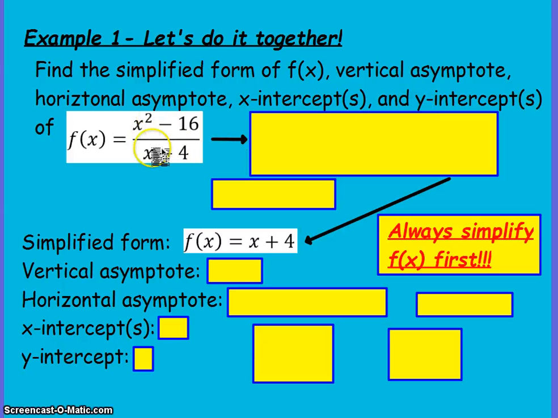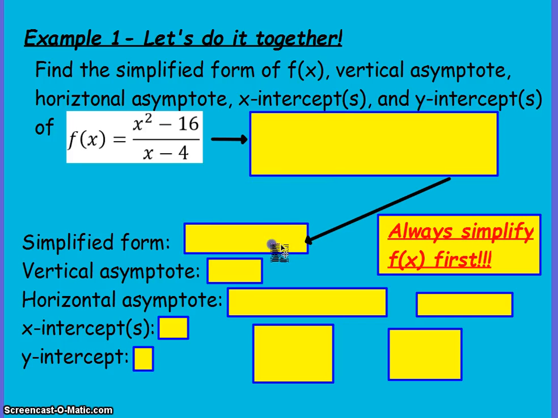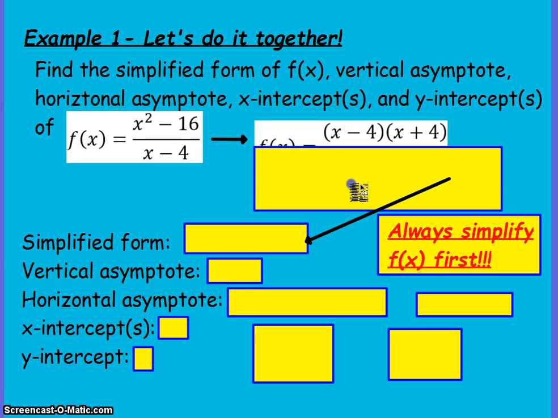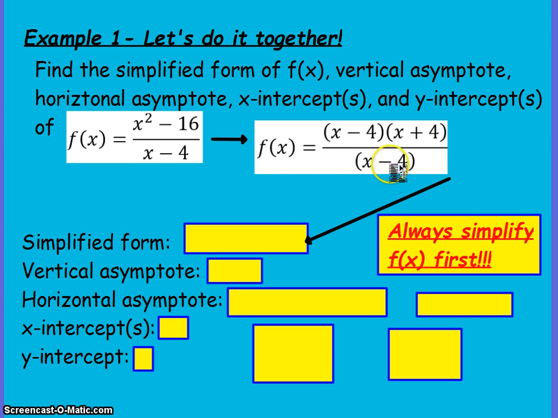Okay, so the first thing we want to find is the simplified form. What I mean by that is look at the numerator and denominator and see if there's a GCF that can be factored out, or if something can be factored. Hopefully you're looking at that numerator, x squared minus 16, and thinking difference of squares. X squared minus 16 can be factored as x minus 4 times x plus 4, and the x minus 4 in the denominator just stays there.